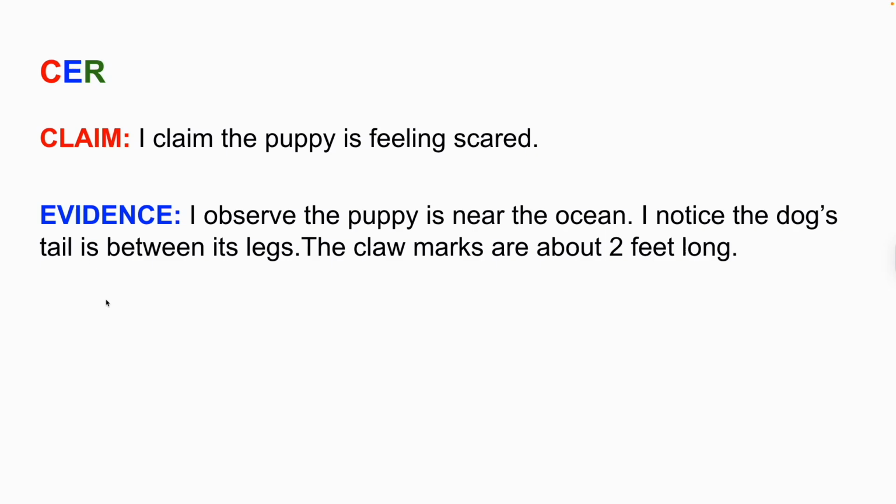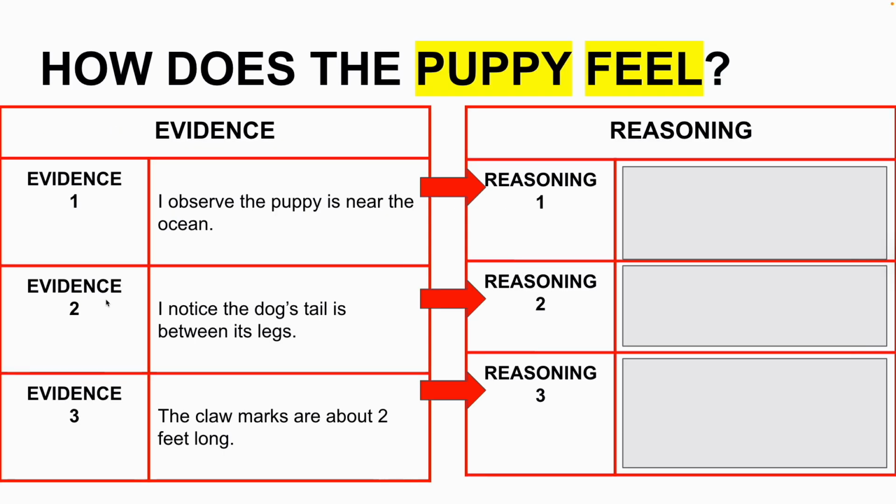What do I need next? Well, I need my reasoning. In order to write my reasoning, I'm going to take every piece of evidence here, and I have it organized in this little graphic organizer. Now, for every evidence, I have to provide reasoning why that piece of evidence proves my claim is right, that the puppy is scared. So let's take the first evidence.